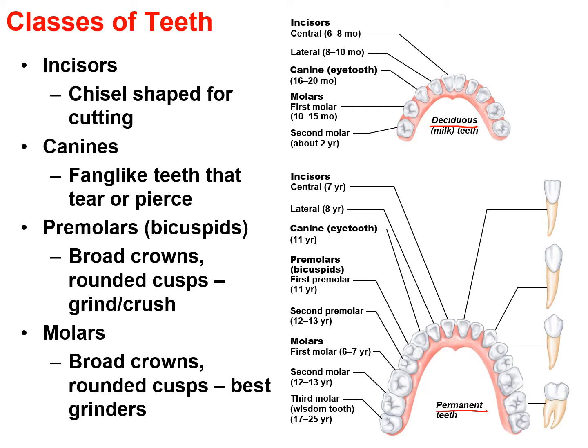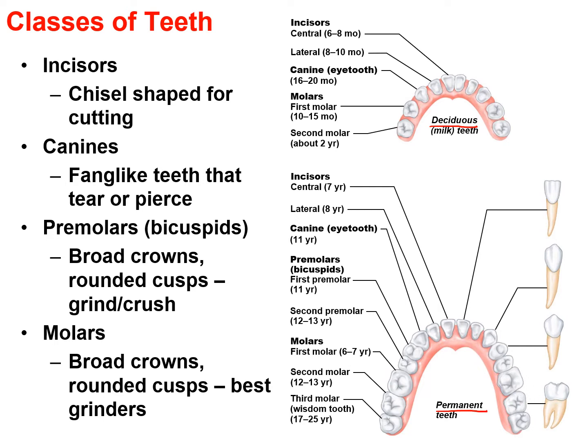For the different types of teeth, you have incisors. A good visual would be your upper front 2 teeth. On the top and the bottom would be your incisors. They are going to be chisel shaped and they are good for cutting. So think about when you're biting into an apple, it's going to be the incisors that cut the apple. You then have canine teeth, and canine teeth are going to be the fang-like teeth that can pierce or tear.